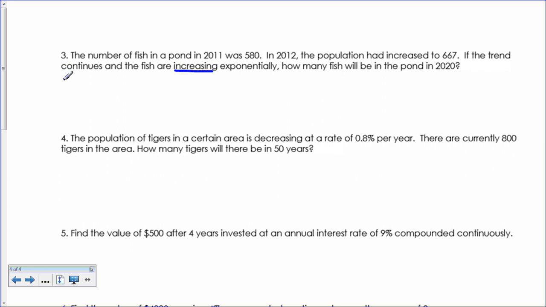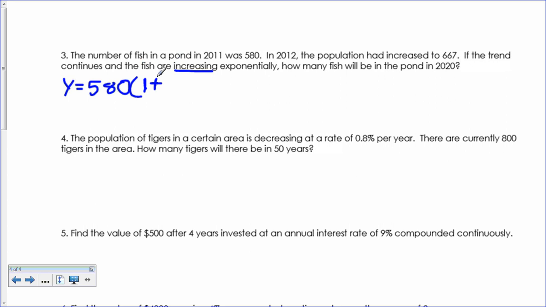So I'm going to have y equals, and the first number you're going to write is your initial value, which we're just going to start in 2011 because that's the first year that they mentioned. The initial value was 580. This 1 is always constant. That will always be a 1. This is a plus because it's a growth. Now we need to find the rate.